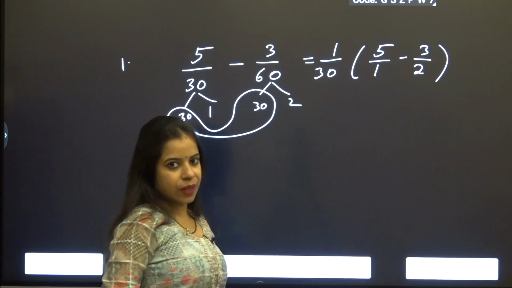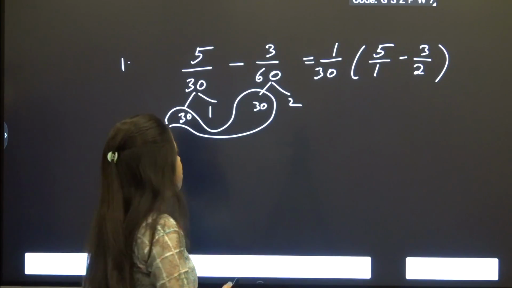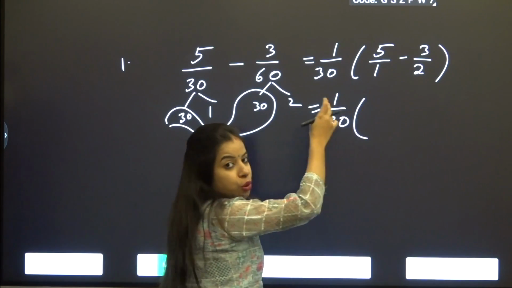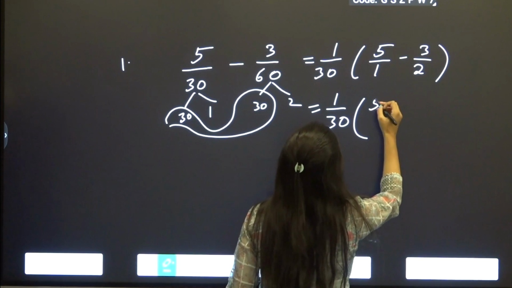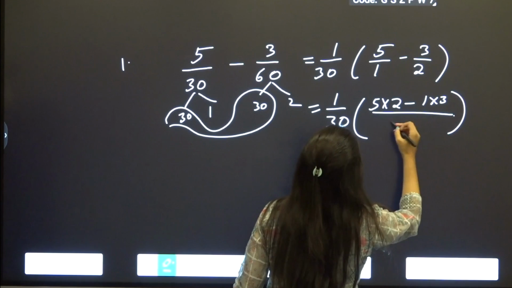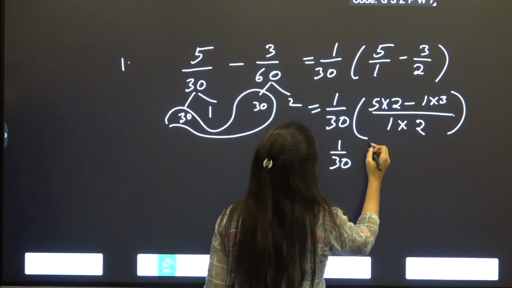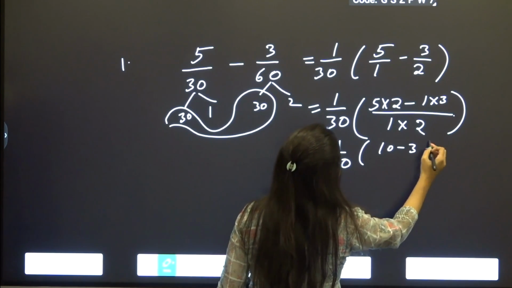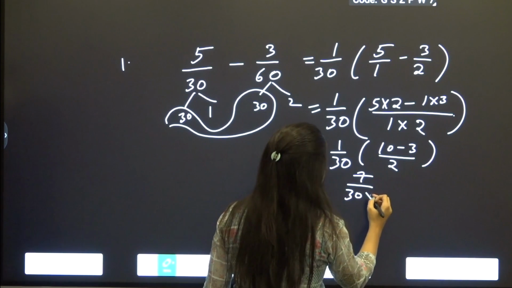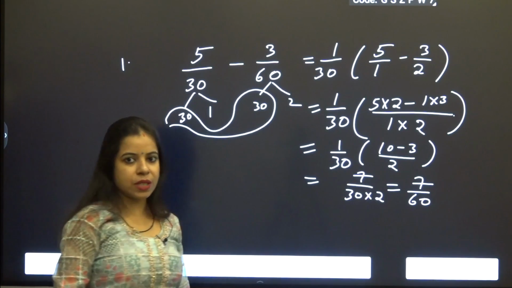Okay. Now this is just the previous case. So 1 by 30 as it is, you just have to cross multiply and subtract, which is 5 into 2 minus 1 into 3, by the product of the denominators, and this will be 10 minus 3 upon 2. So this is 7 upon 30 into 2, which is 7 upon 60. So this is the answer.